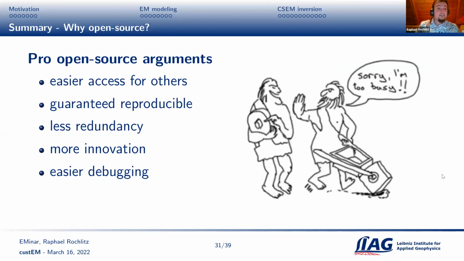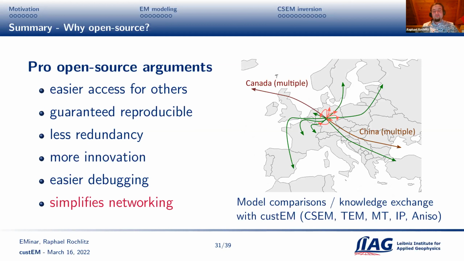Okay, and finally, I just want to comment on some arguments for open source. I think it is very reasonable to go for open source because it simplifies the access for others. It is guaranteed reproducible. We have less redundant developments. We have more innovation, and it is also easier to debug problems or issues if someone points a finger at them. And just a personal perspective from me as a younger scientist in a postdoc phase, I think going for open source really simplifies networking.